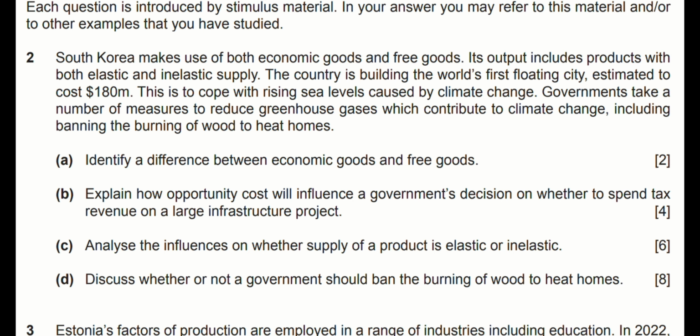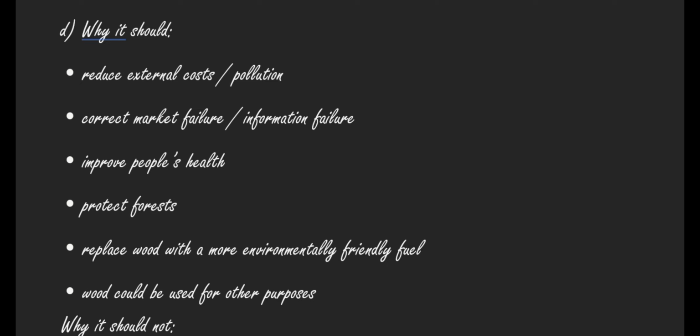Okay, now let's take a look at part D. Discuss whether or not a government should ban the burning of wood to heat homes. Now, I've prepared the answers in point form, but obviously you're going to write it in full sentences in your exam. These are just for ideas. So, here are ideas or reasons why it should. In order to reduce external costs, and we have pollution as an external cost. If you don't know what an external cost is, it's basically a bad effect on the environment or the surroundings due to the activities of a business.